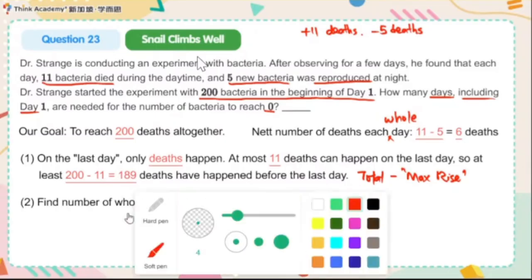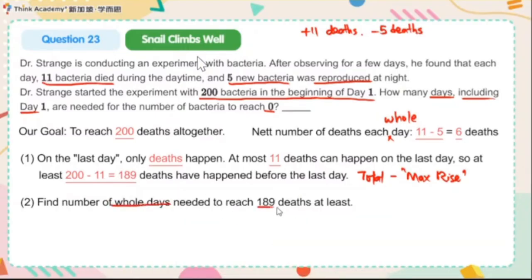So now you just need to find the number of whole days needed to reach at least 189 deaths. To do that, you will need your net rise. And we found our net already, which is 6 deaths. Rise, R-I-S-E, means increasing. So every day's net death is 6. So we can just take 189 divided by 6, which is equal to 31 remainder 3. Now 31 means 31 whole days, but after the 31 whole days, you are still 3 deaths away from reaching the minimum.